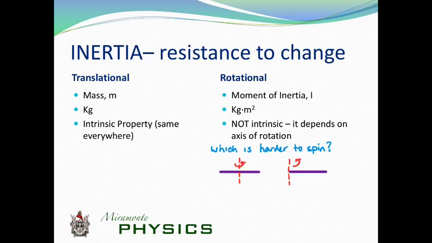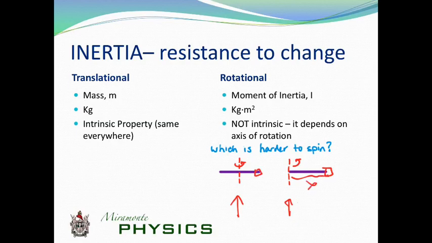So if you think about a rod, and I spin the rod around its center, it spins pretty quickly and easily. But if you want to spin it around its end, it's a lot harder to do, because there's more mass further away from the axis of rotation.